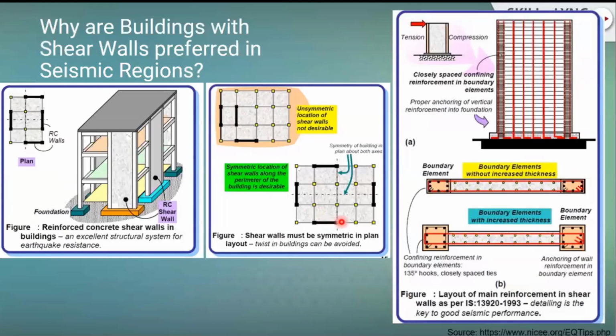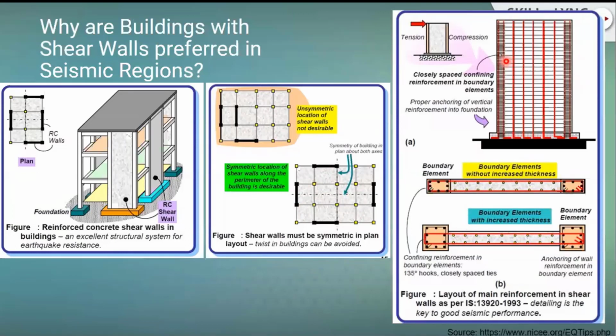A good layout is the one shown over here in green. So you have equally spaced shear walls. The shear walls are equal in length, distributed symmetrically on both axes of the building. So this is a very good layout to follow when you are trying to design with a shear wall structure.